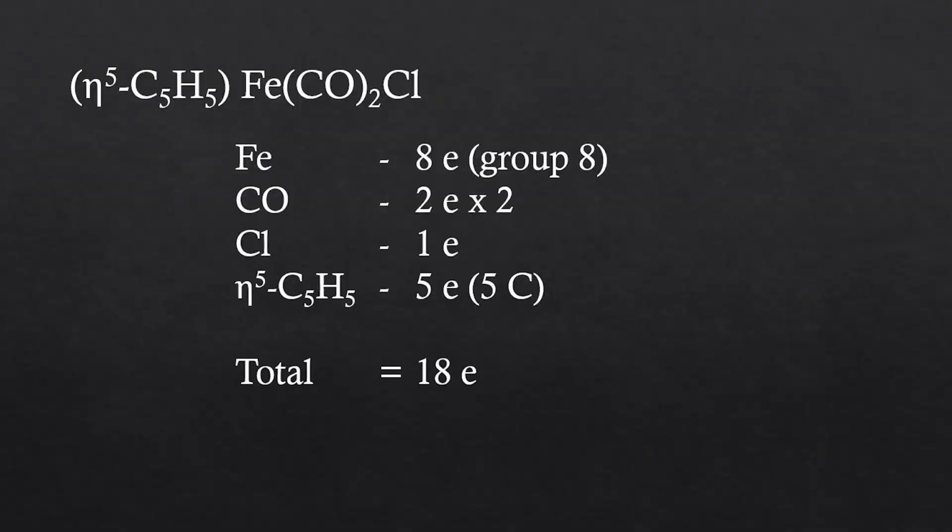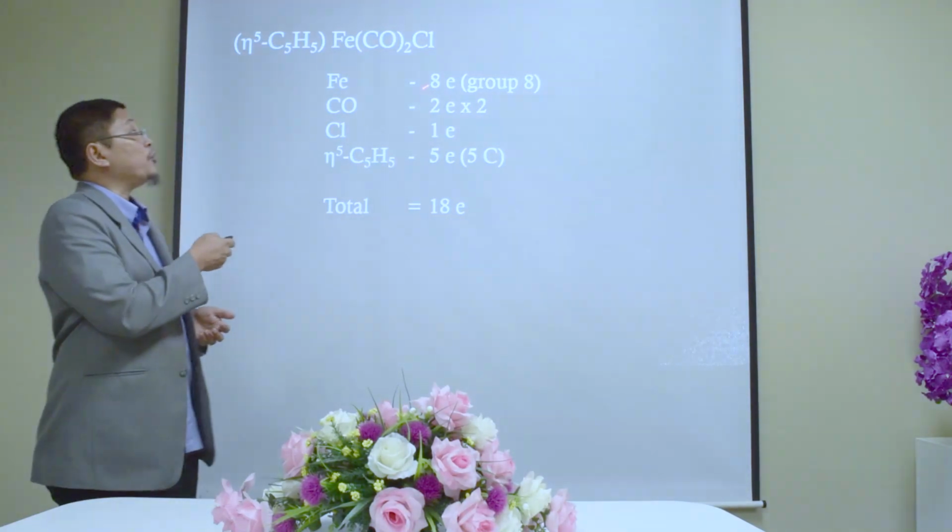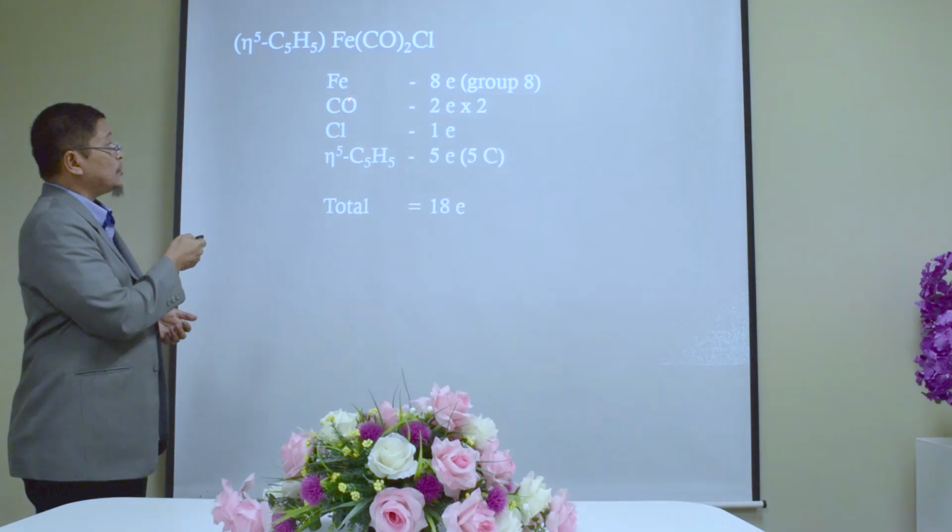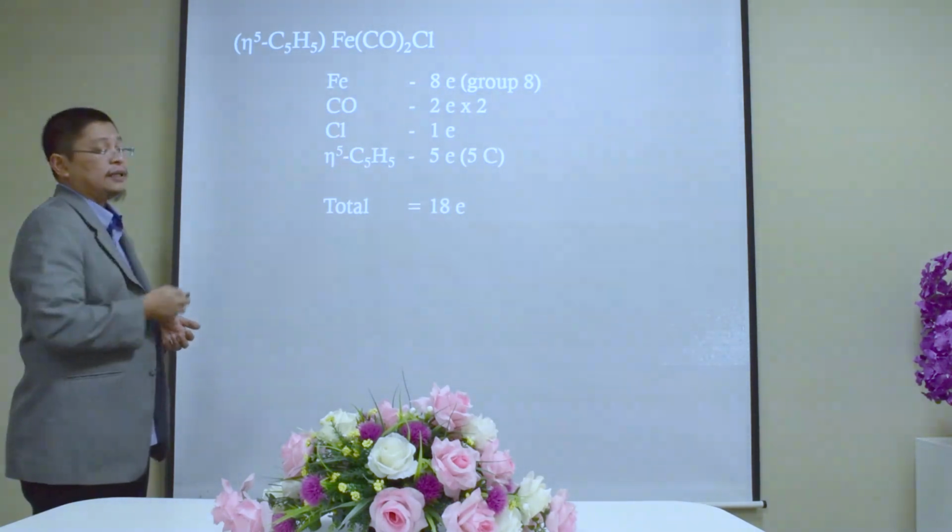This is another example. We have different types of ligands, and then we have the metal. Now the metal is iron. Iron is from group 8, so it's 8 electrons. Now CO is 2 electrons, but there are 2, so 2 times 2 is 4. Then chlorine, or the chloro group, is 1 electron contributed, while this is what we call cyclopentadienyl. It contributes 5 electrons, and when you total this up, you will get 18 electrons, contributed by the metal plus what is contributed by the ligands.